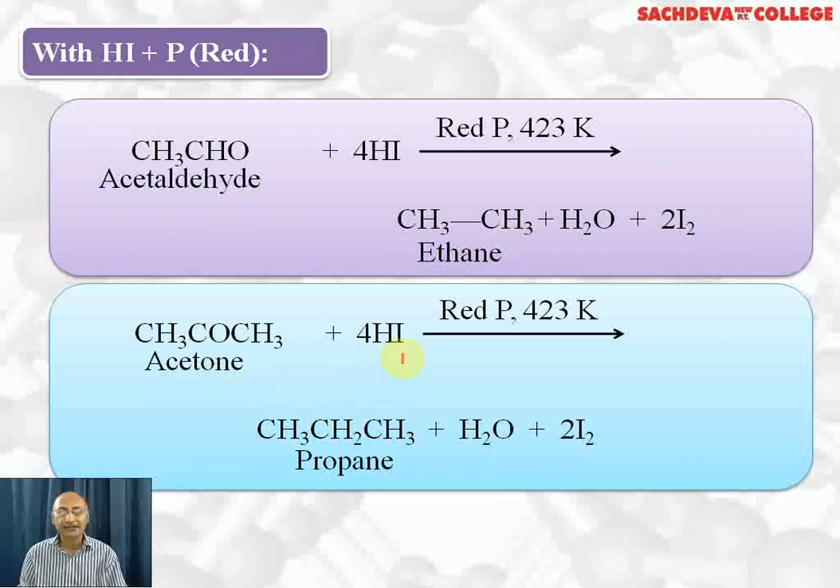Acetone, when reduced with HI in the presence of red phosphorus at 423 Kelvin, we get propane plus water plus iodine. So these were the reactions in which aldehydes and ketones were reduced to corresponding hydrocarbons.